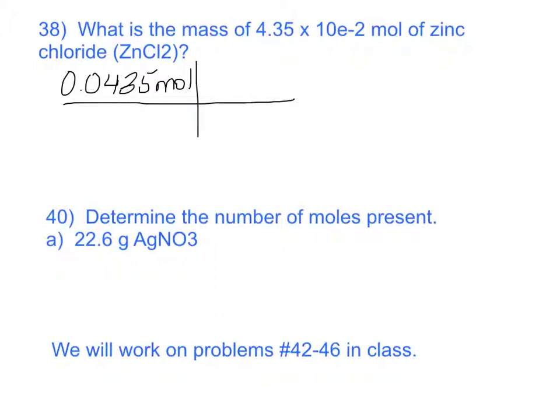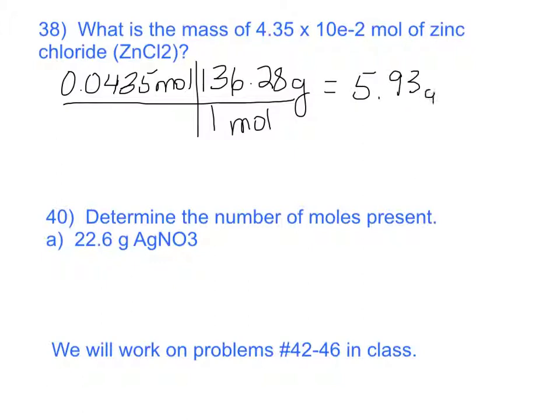So now all we have to do is figure out what that is. So you do the same thing we just did. You're going to add up 1 zinc plus 2 chlorines. And when you do that, remember to keep your 2 decimal places. And so you're going to end up with a total of 136.28 grams. And when we multiply these 2 numbers together, we get 5.93 grams of zinc chloride.